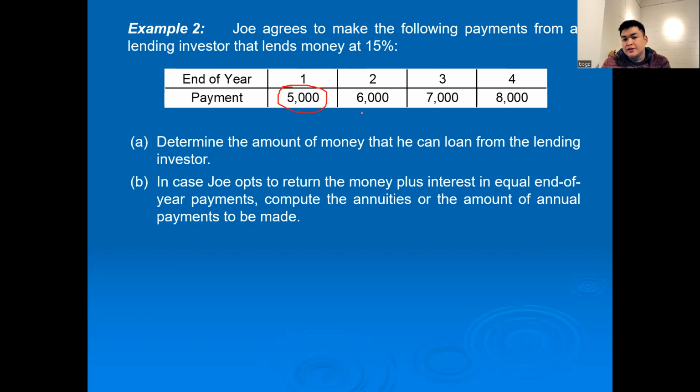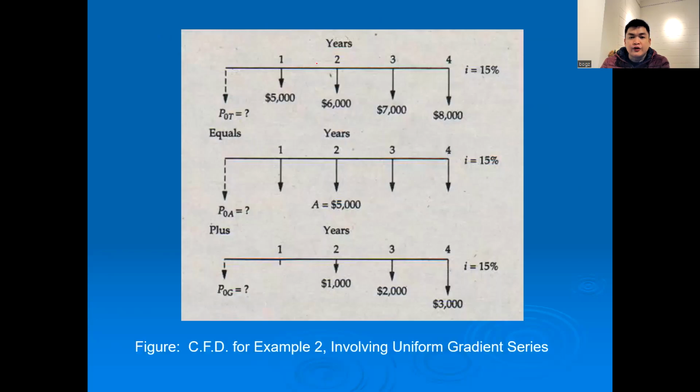O, alam din natin na G is 1,000. Increment of G of 1,000 pesos or dollars na binigay. That he can loan from the lending investor in case Joe opts to return the money plus interest in equal end-of-year payments, meaning A yung kukunin, compute the annuities, and binanggit din, or the amount of annual payments to be made. So let's show first the CFD, the cash flow diagram of the problem.